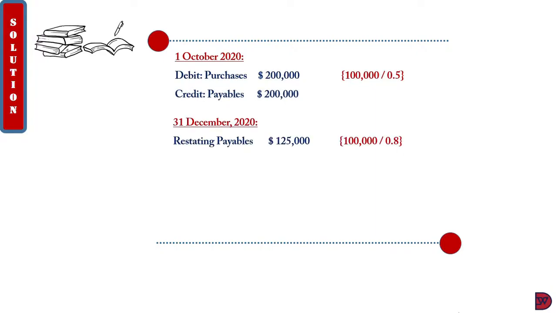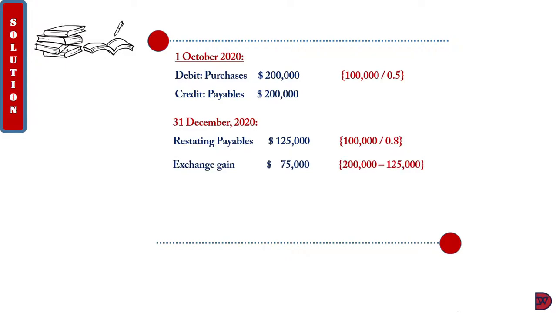On 31st December, that is on the reporting date, we'll have to restate the payable because the goods were not paid within a year. We will not touch the purchases because it's a profit or loss item. So we will convert the £100,000 at the closing rate, 80 penny to $1. It will give us $125,000.